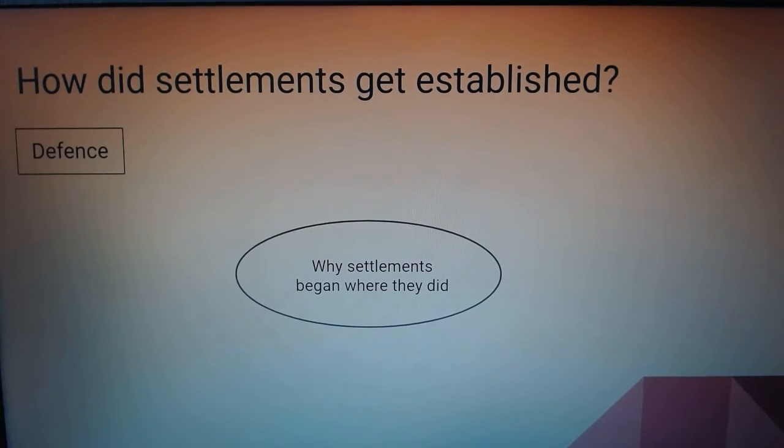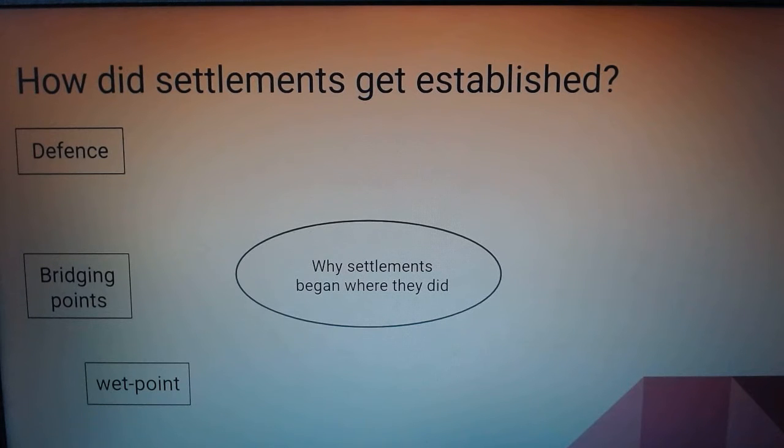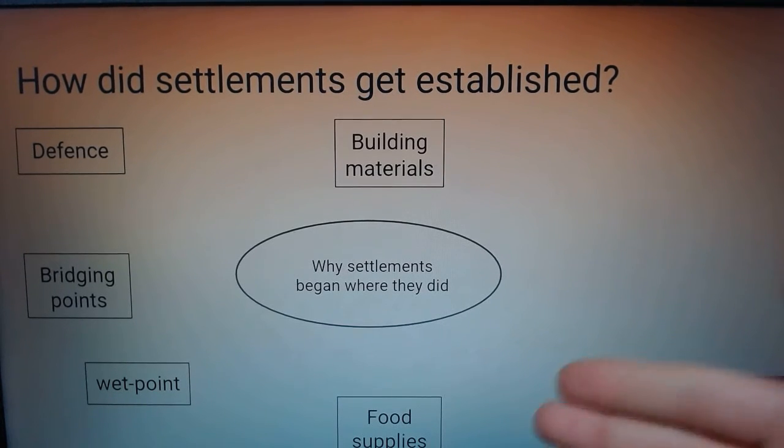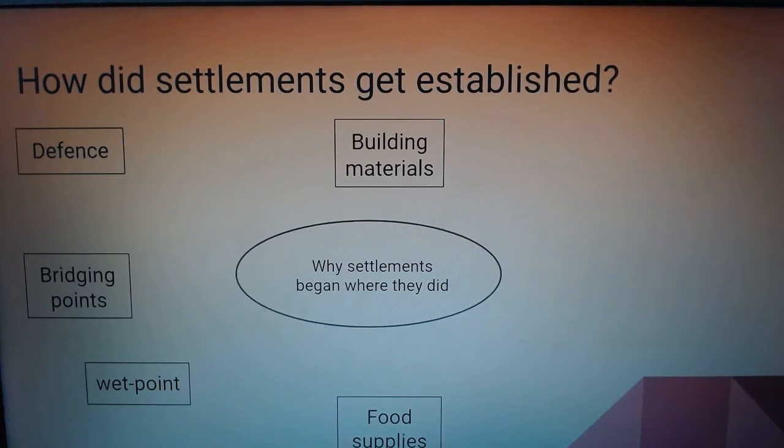So defense was the first one, back when there were a lot more little fights and wars going on, disputes. Bridging points, another important way was getting across tricky areas like swamps and marshlands and rivers. A wet point site, where people obviously needed to be near water. Building materials, the closer you are to building materials, the better, because they're difficult and heavy to move. Food supplies, you obviously want to be near somewhere with food. Settlements didn't start in places where there was a lack of building materials or a lack of food. Very rarely they would start there, or certainly very rarely they would last there a long time.